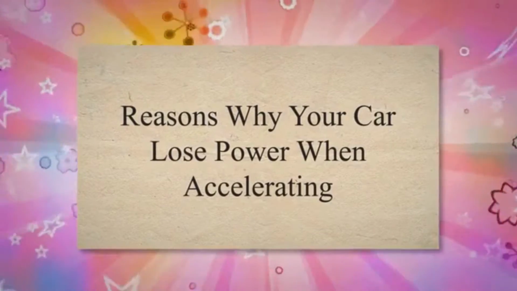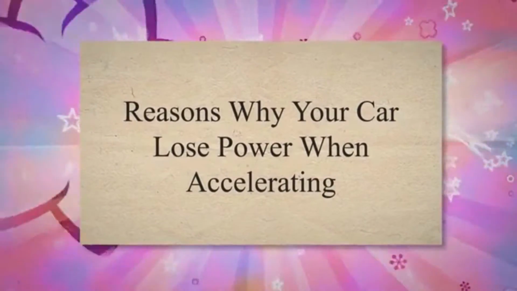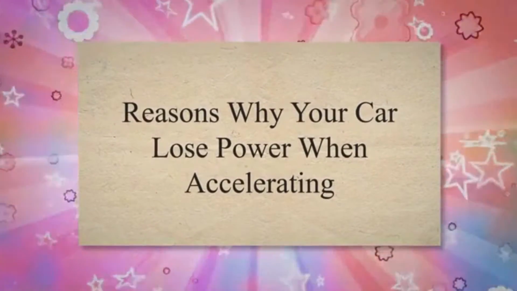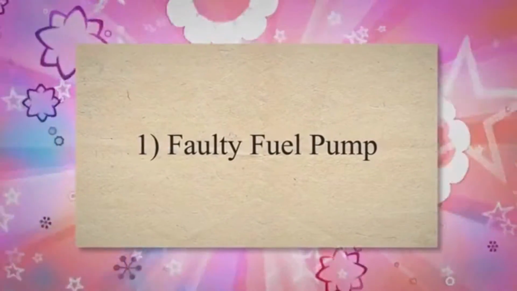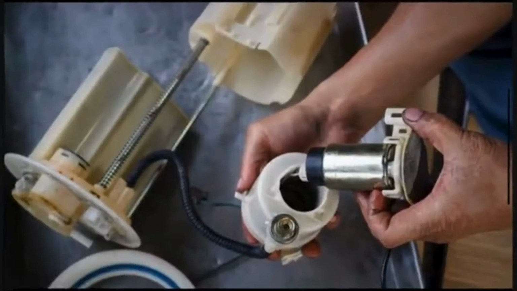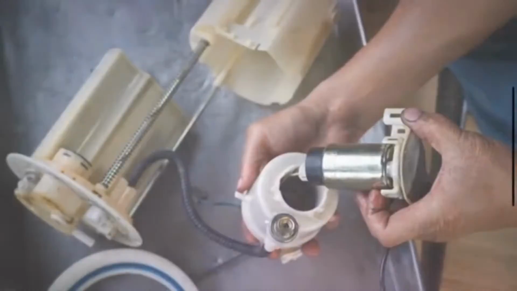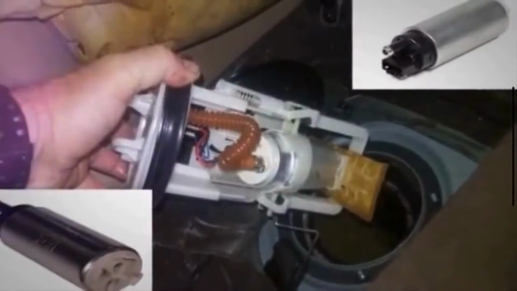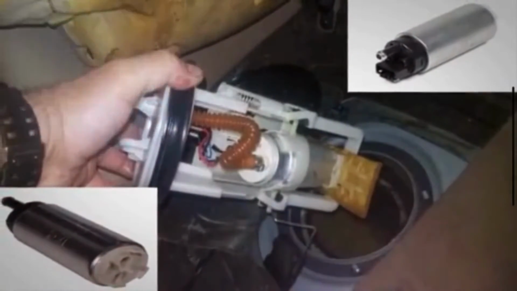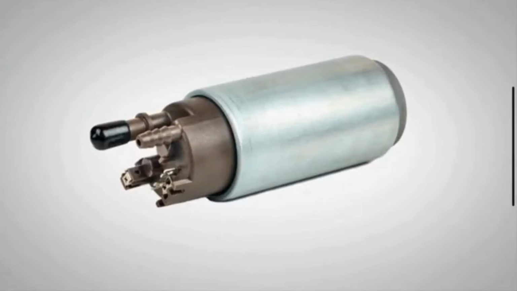Now, let's discuss the causes why your car loses power during acceleration. 1. Faulty fuel pump. The fuel pump is responsible for delivering fuel from the tank to the engine. A failing fuel pump may not provide a consistent flow of fuel, and leads to a lean air-fuel mixture and reduced power during acceleration.